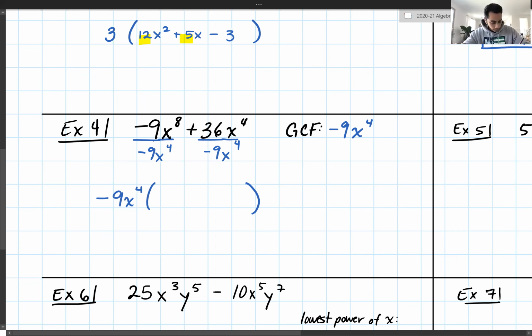Yeah, it's x to the 4th, right? Negative 9 over negative 9, that becomes 1. Don't need to write it. X to the 8th over x to the 4th. Remember that we just subtract the powers. So we end up with x to the 4th.